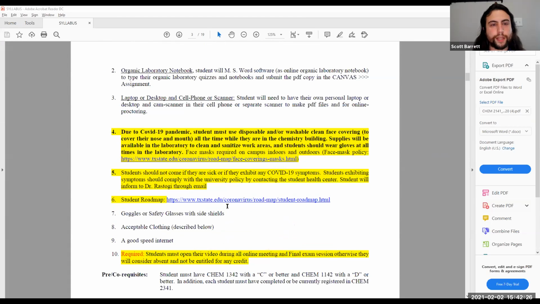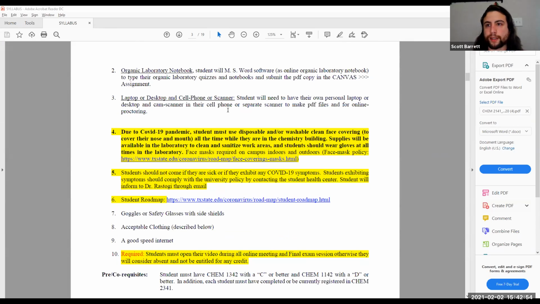Now let me go back over to the syllabus. Okay, so laptop, desk. Make sure that you have your personal laptop when you're taking your quizzes. You always want to be doing it on the computer. If you do it on your phone, you might mess up and then say, oh no, hey Scott, I messed up on the quiz. Can I get a retake? I'm not the professor. You can ask Dr. Rastogi if something happens like that. But unfortunately, you got to follow the syllabus, use the laptop whenever you take your quiz.